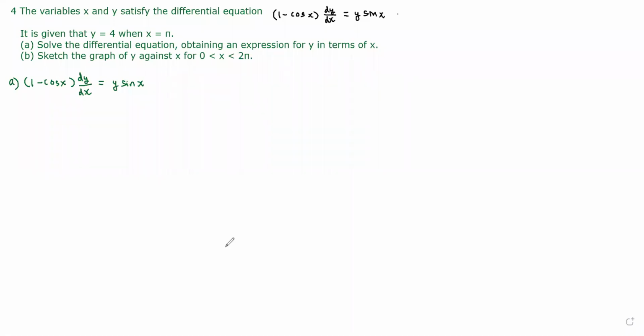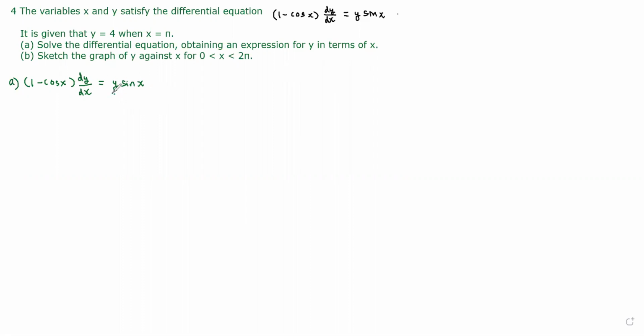We are given the differential equation (1 - cos x) dy/dx = y sin x. In part A, we need to solve the differential equation, obtaining an expression for y in terms of x. This is a separable variable differential equation.